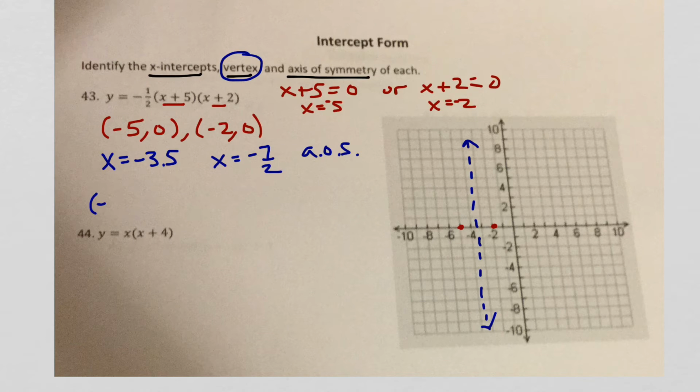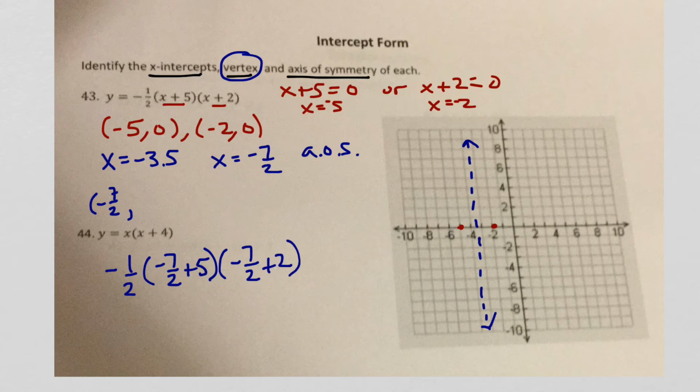Now to get my vertex, I'm going to take that negative 7 halves, or negative 3.5, and plug it into my equation. So I have negative 1 half times negative 7 halves plus 5 times negative 7 halves plus 2. So I could go ahead and change these to halves, so that's 10 halves, that's 4 halves, just finding a common denominator. So then my k, or my other coordinate of my vertex, is going to be negative 1 half times 3 halves times negative 3 halves.